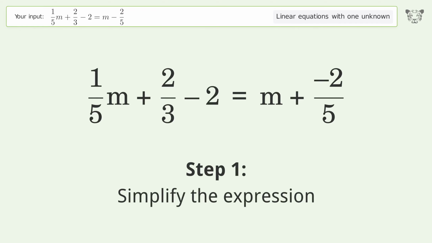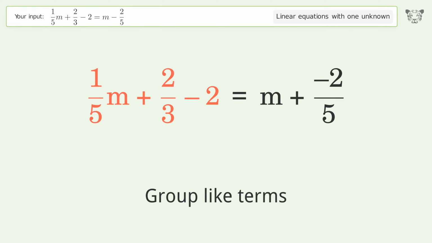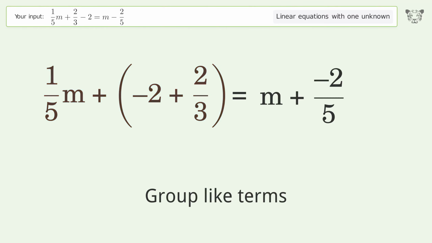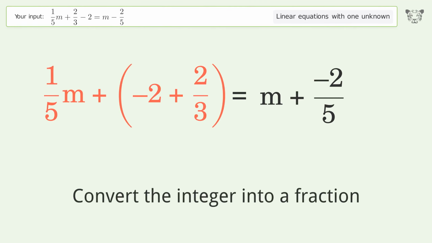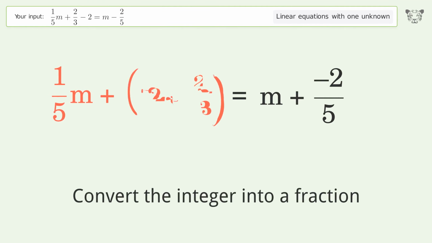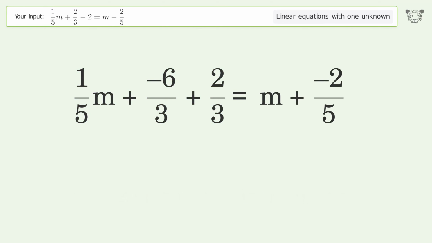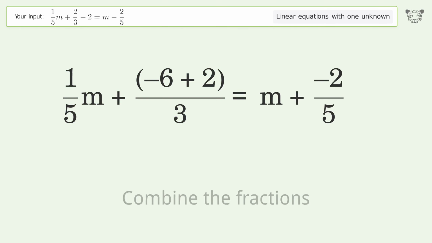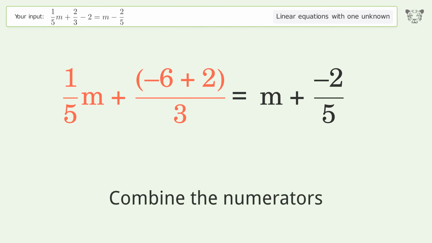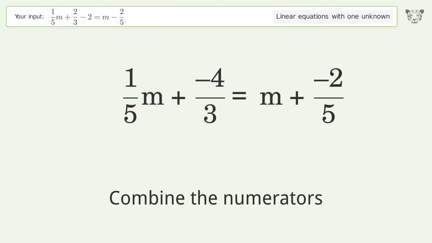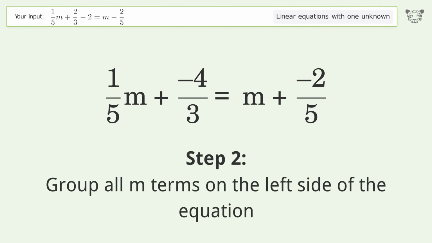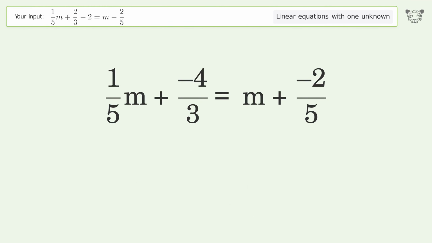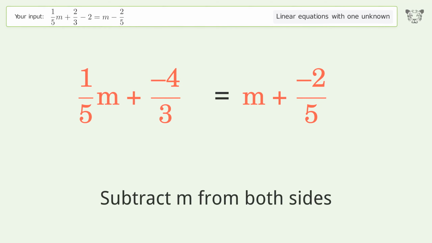Simplify the expression. Group like terms. Convert the integer into a fraction. Combine the fractions. Combine the numerators. Group all m terms on the left side of the equation. Subtract m from both sides.